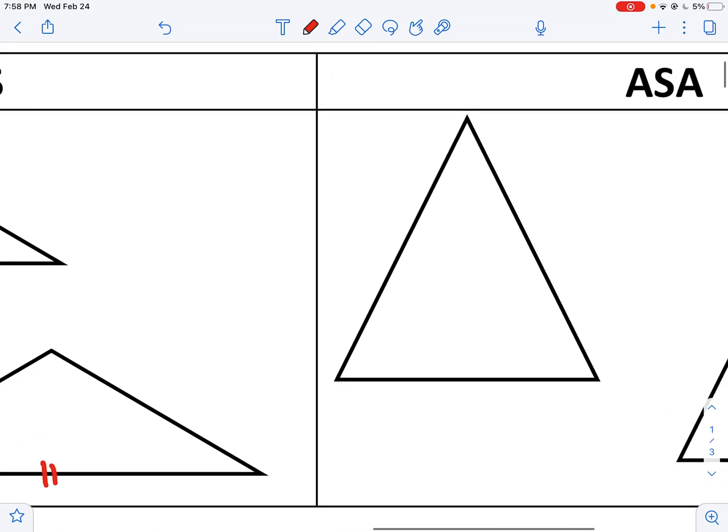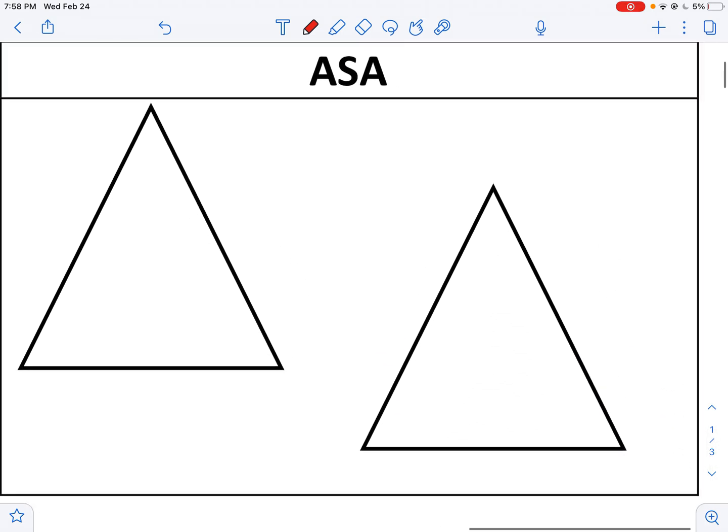And our last one here is angle, side, angle. It's pretty much the opposite of side, angle, side, right? You've got two angles now with a side right in the middle. So here's two angles. Where would my side be? It would have to be on the bottom, because that side is in between the two angles.